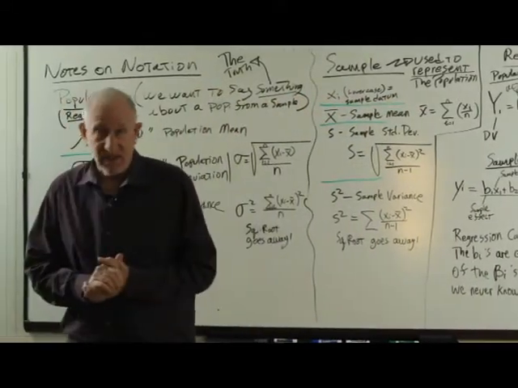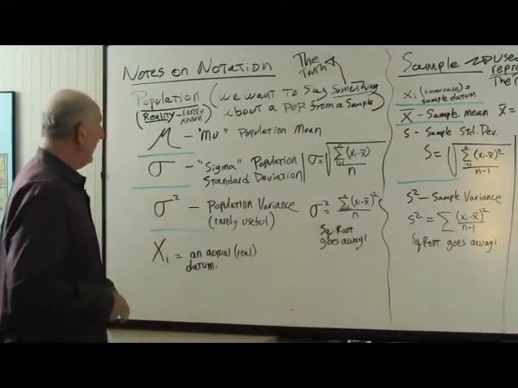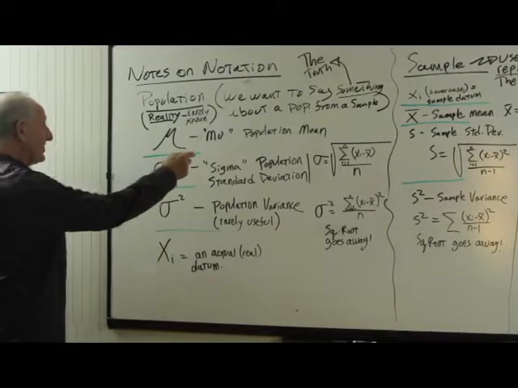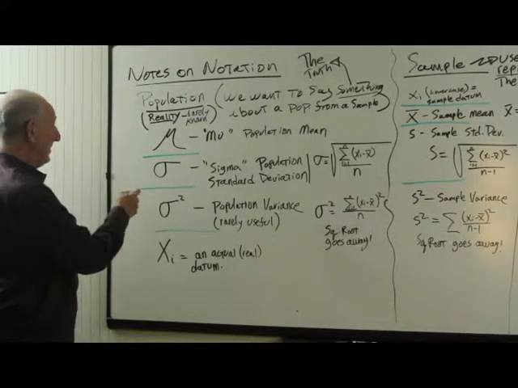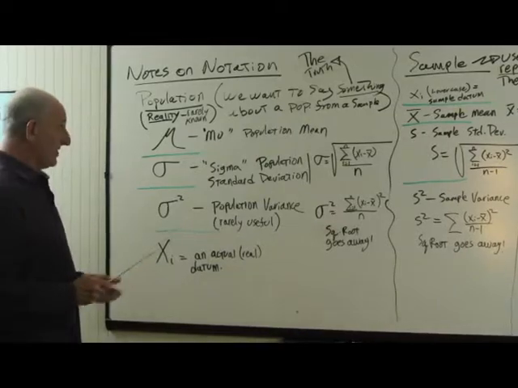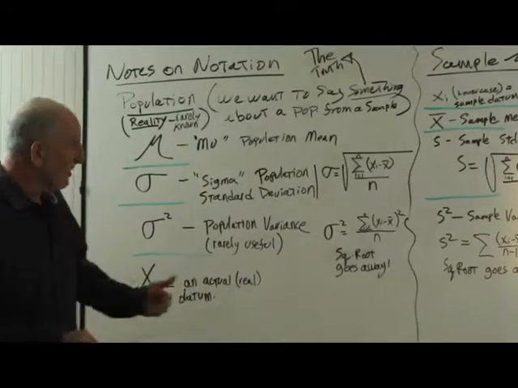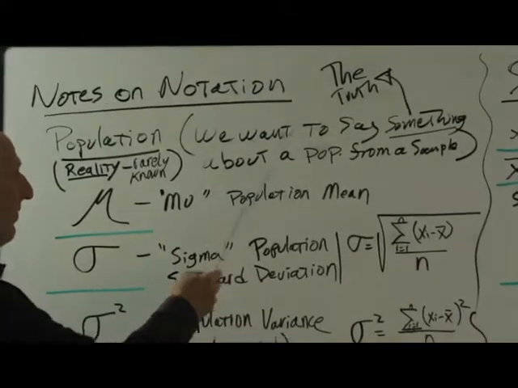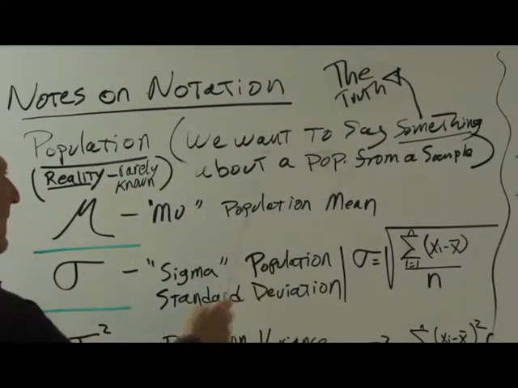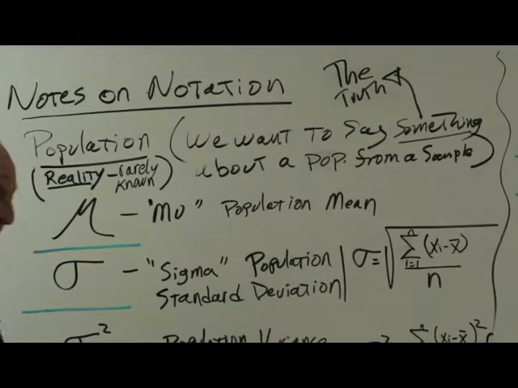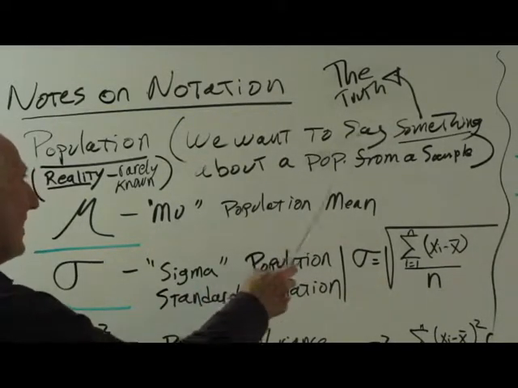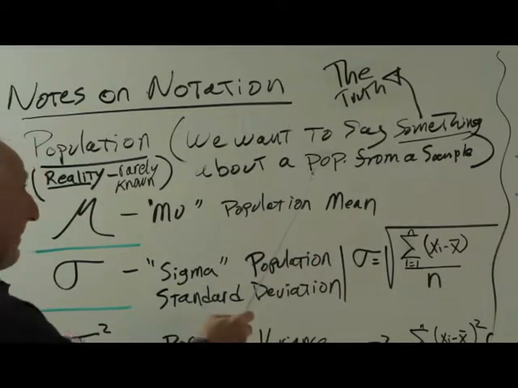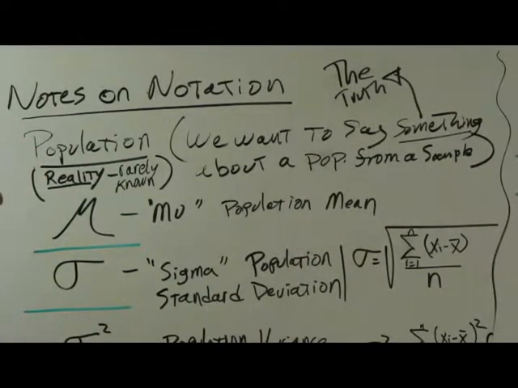I've called this lecture Notes on Notation, and we're going to talk about the population notation first. And what is the population? Let's start with that. We want to say something about a population from a sample. So a population is everybody, and a sample is a small group of folks from that population. And what do we want to say about a population from a sample? We want to get at the truth, okay?